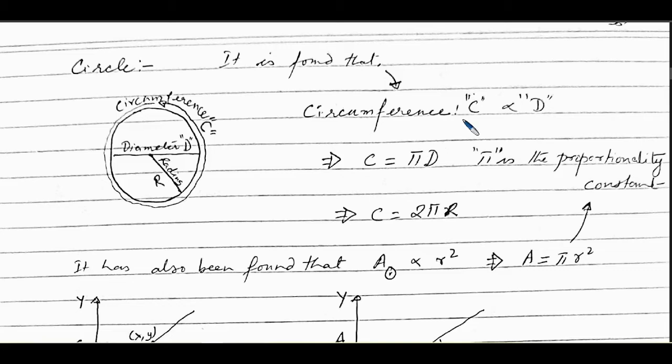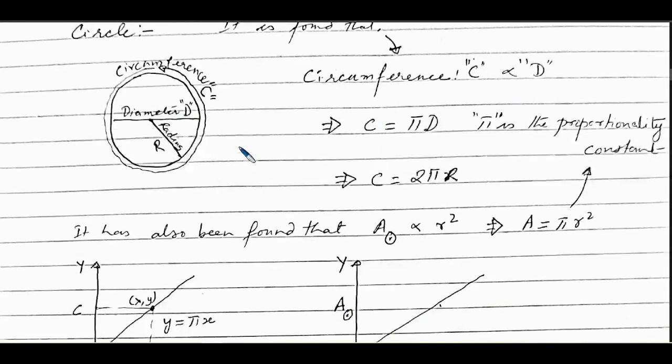So it is found that circumference C is proportional to diameter. So what I mean to say is that if the diameter is big, the circumference is big. So circumference is proportional to diameter. This symbol is proportionality. It is not equal to. So how do you make it equal to? By putting some proportionality constant pi. So then it becomes, okay.